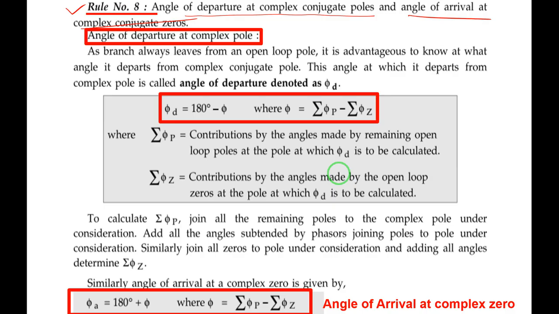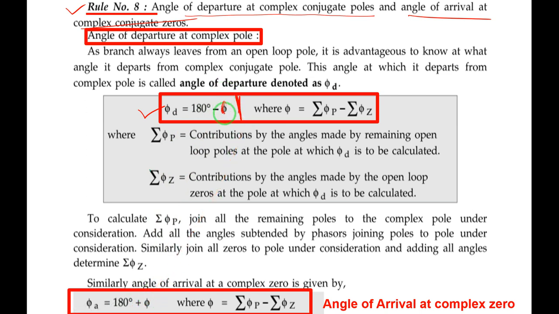So how to calculate the angle of departure? The formula is, just one minute. Okay. So the formula is: angle of departure is 180 degrees minus phi, for complex conjugate poles, right? So 180 degrees minus phi. For angle of arrival, it is 180 degrees plus phi. How to remember whether it is plus or minus? Departure means leaving, so it is minus: 180 degrees minus phi. Arriving means 180 degrees plus phi. I hope you are getting it. So for departure it is 180 degrees minus phi. For arrival it is 180 degrees plus phi.